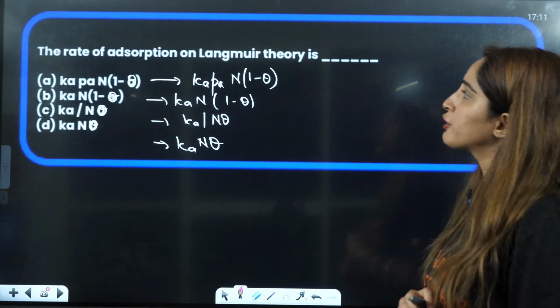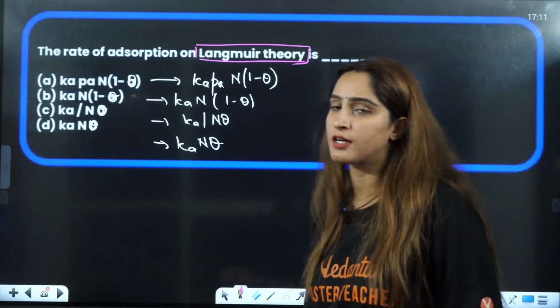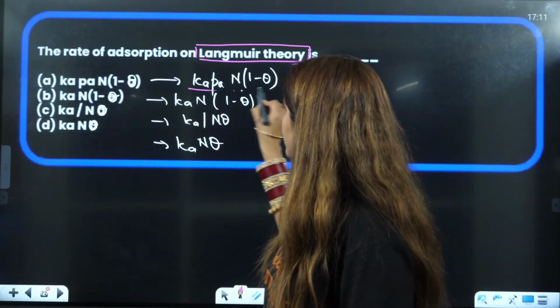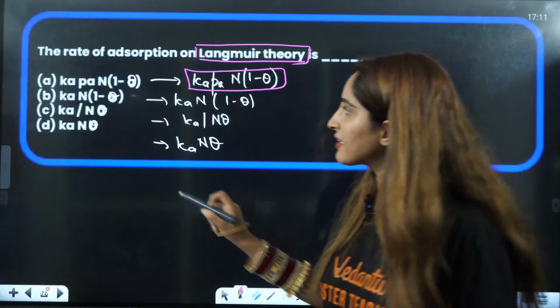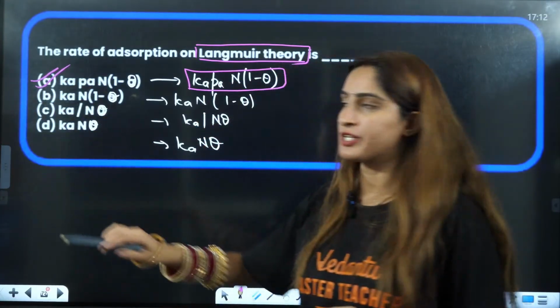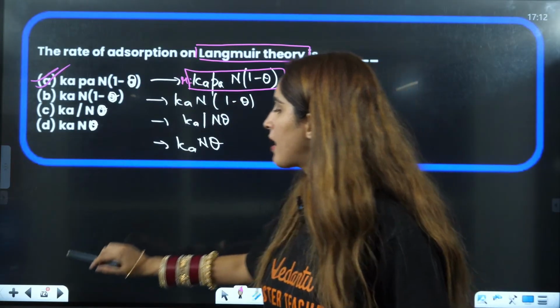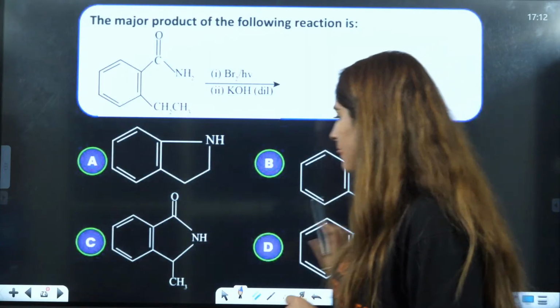So this is the rate of absorption on Langmuir theory, right? That is there in surface tension. Okay, that is going to be the first, the correct answer. Ka, Pa, n (1 minus theta), that is option A, the correct equation. Rate of adsorption is R equals Ka, Pa, n (1 minus theta) according to Langmuir theory. Right? Okay.